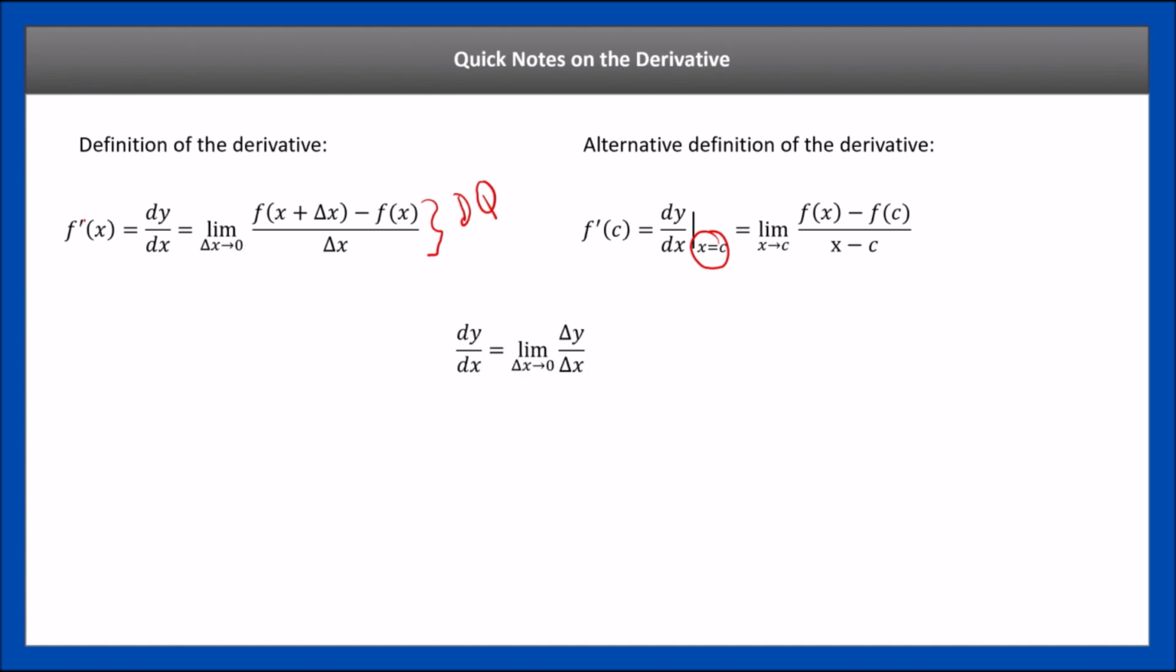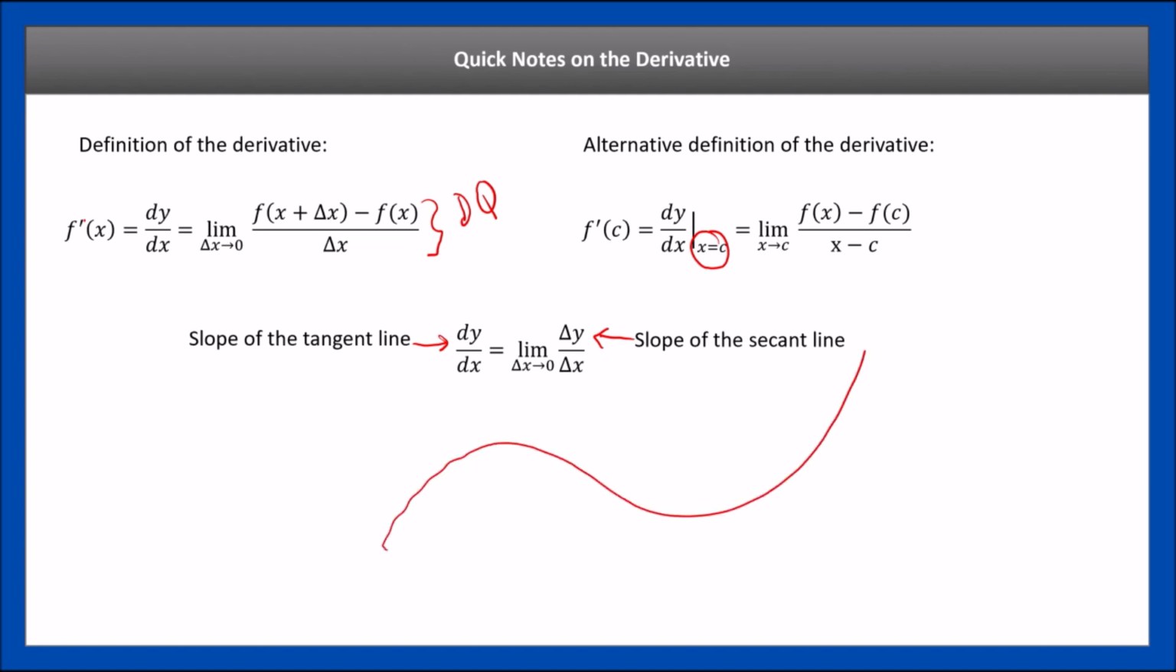Again, this here is the change in y over change in x, right? We know that the derivative is the slope of the tangent line, which is the dy dx here. And this here is the slope of the secant line, the traditional change in y over change in x. If we're given a graph and I want to find the slope of the secant line, I have to be given 2 points to find the slope. The slope of the secant line is known as the average rate of change.